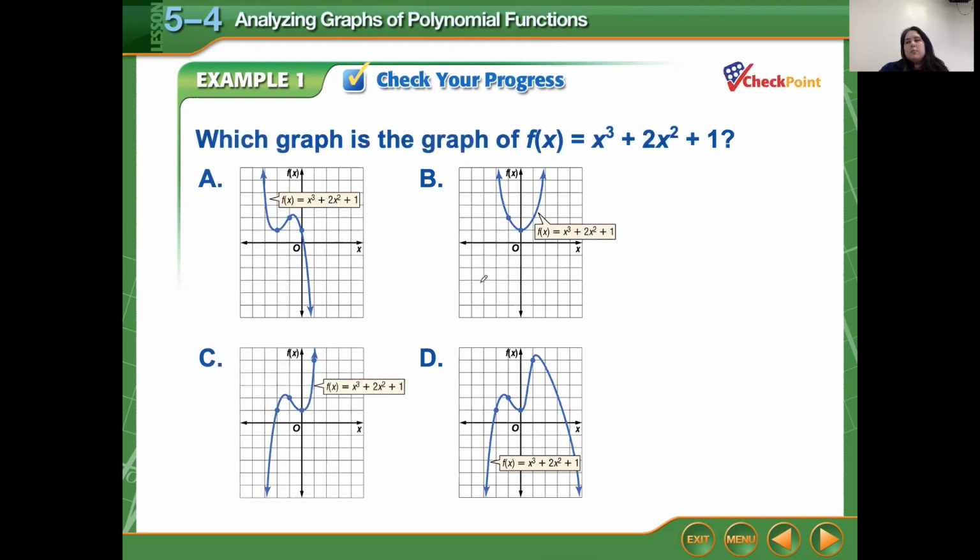So go ahead and determine which is the graph of f of x equals x cubed plus 2x squared plus 1. Pause the video to give this problem a try. All right, by graphing it, you should get C for your answer.